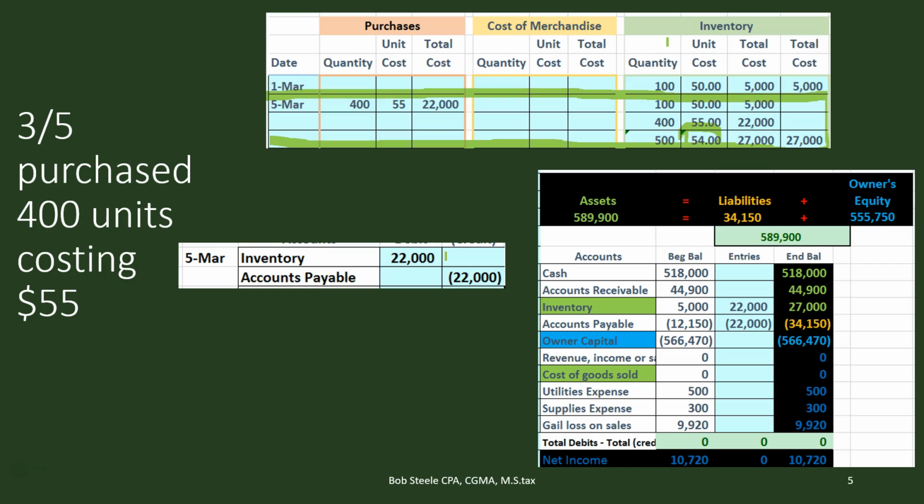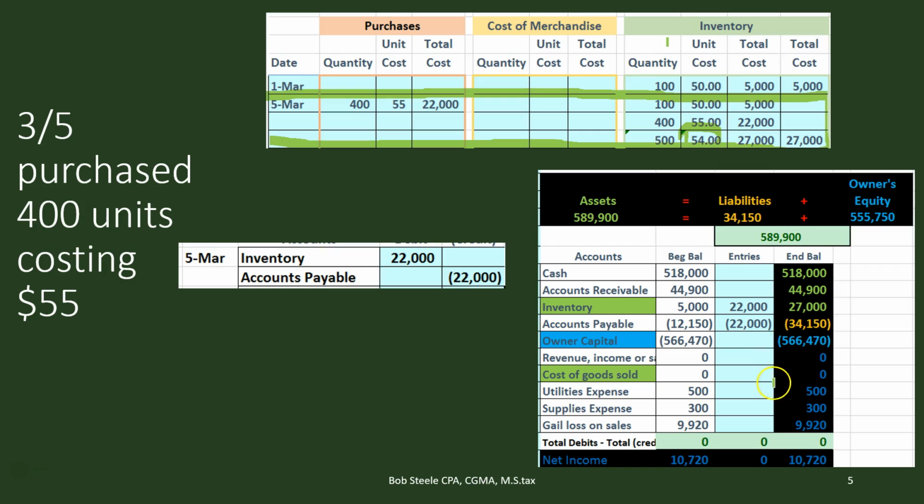We're going to assume we paid for it on account in this problem. Therefore, we're going to credit accounts payable. Accounts payable has a credit balance. We need to make it go up because we owe more money on this transaction. Therefore, we do the same thing to it, which in this case is another credit of 22,000. So inventory goes from $5,000 up by 22,000 debit to 27,000, which matches our worksheet up here. And the accounts payable goes from 12,150 credit up in the credit direction by 22,000 to this credit balance of 34,150.